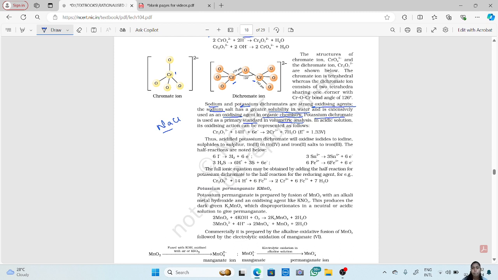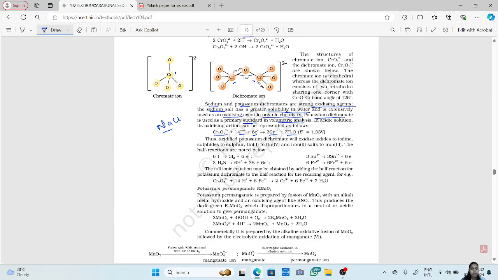So we use potassium dichromate as a primary standard for volumetric analysis. Now in acidic solution, its oxidizing action can be represented as follows. Cr2O7 2 minus. Now 2 minus because we have removed two sodium or potassium ions from here. Plus 14H plus 6 electrons. Dichromate plus hydrogen ions plus electrons. We will get chromium with plus 3 oxidation state and H2O.